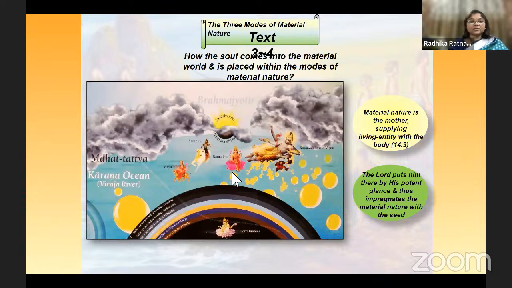So how the soul comes into the material world and is placed in the modes of material nature. Mother Nature is the supplier, supplying the living entity with a body. And the Lord puts him there by his potent glance, and thus impregnates Mother Nature with the seed. So again, the material is already there, only by certain interaction that particular entity will take shape. That is again the seed-giving father, Lord Krishna.